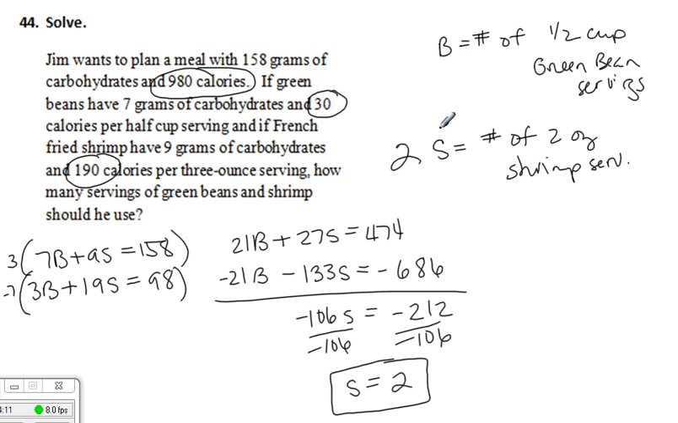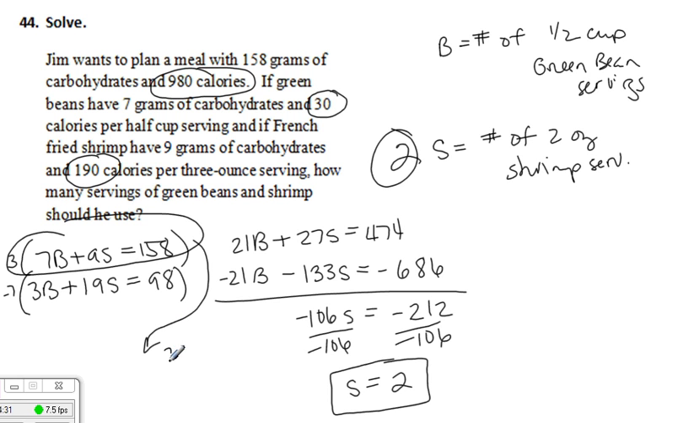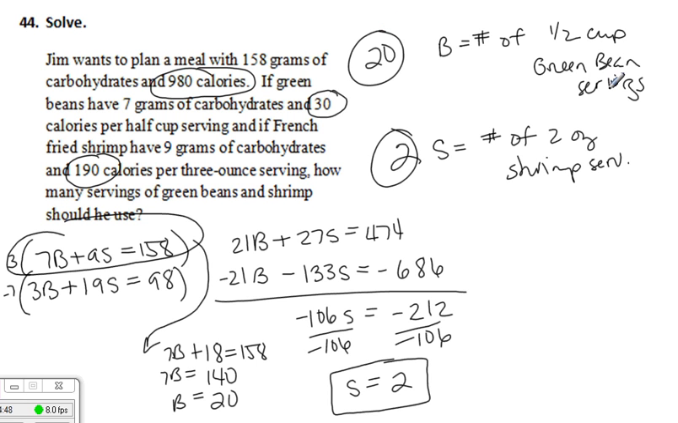So we'll have 2 of the shrimp servings, and then go back to wherever you can find the simplest way to plug this in. I'll probably go with either one of these. It doesn't matter. So if we plug in a 3 here, 2 for S here, then I'll get 7b plus 18 equals 158, and then 7b equals 140, so b would equal 20. So you could have 20 servings of the half cups of beans, and you could have 2 servings of the 2-ounce shrimp servings.